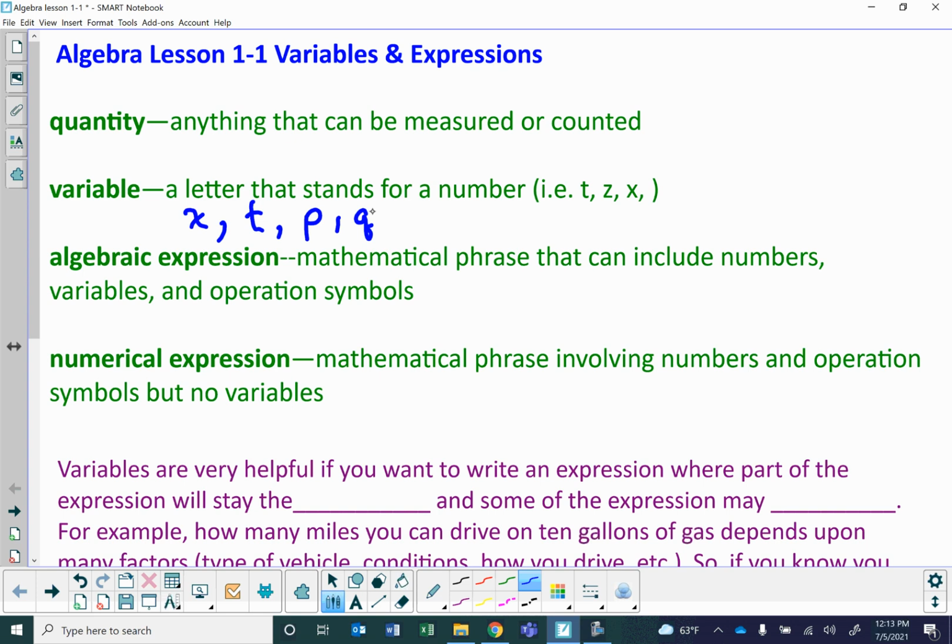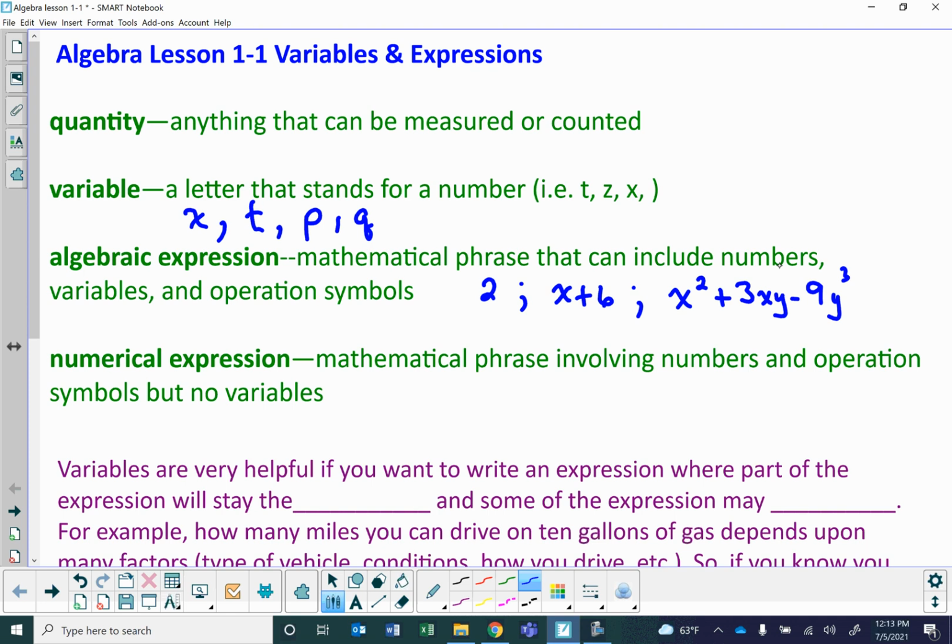An algebraic expression is a mathematical phrase that includes numbers, variables, and operation symbols. An example of an algebraic expression could be something as simple as 2, or it could be something like x plus 6, or it could be very complex, such as x squared plus 3xy minus 9y to the third. All of those are considered to be algebraic expressions. They are expressions because they do not have an equal sign, which makes them different from an equation, which would have an equal sign.